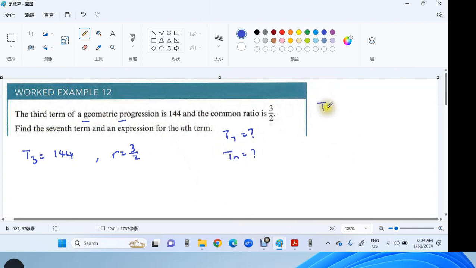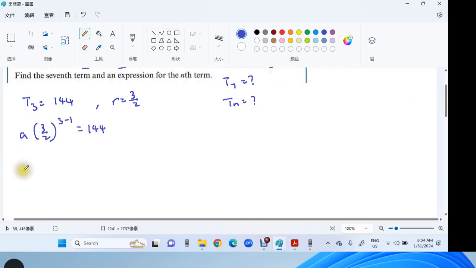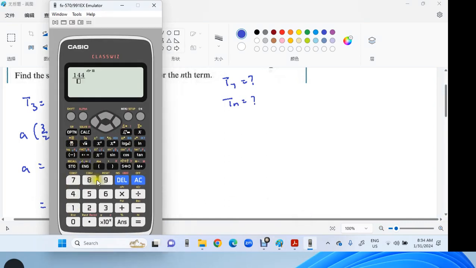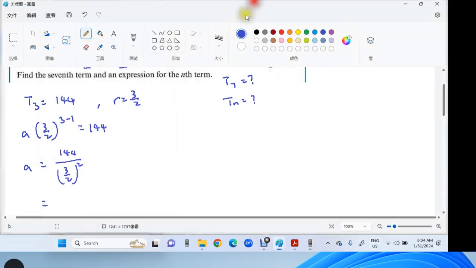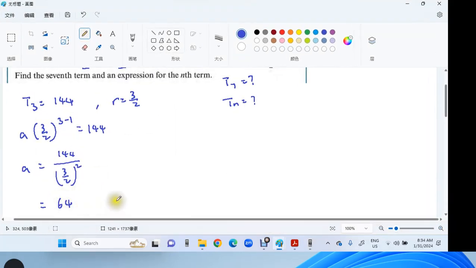We know that Tn is A R power n minus 1. So T3 is 144, that is A times (3 over 2) power 3 minus 1 is 144. Okay, so from here we have A is 144 divided by (3 over 2) squared. So we have 144 divided by (3 over 2) squared, which is 64. So A is 64.